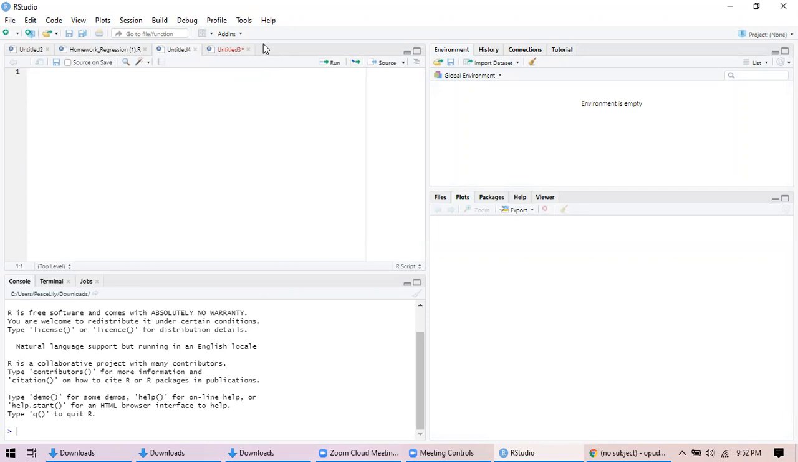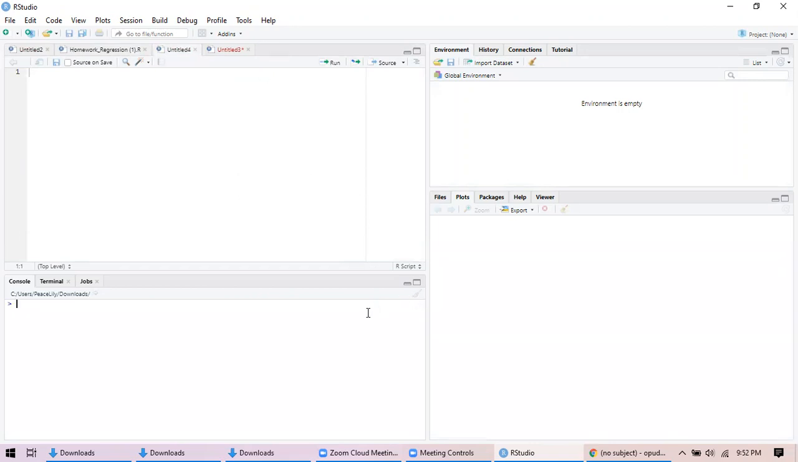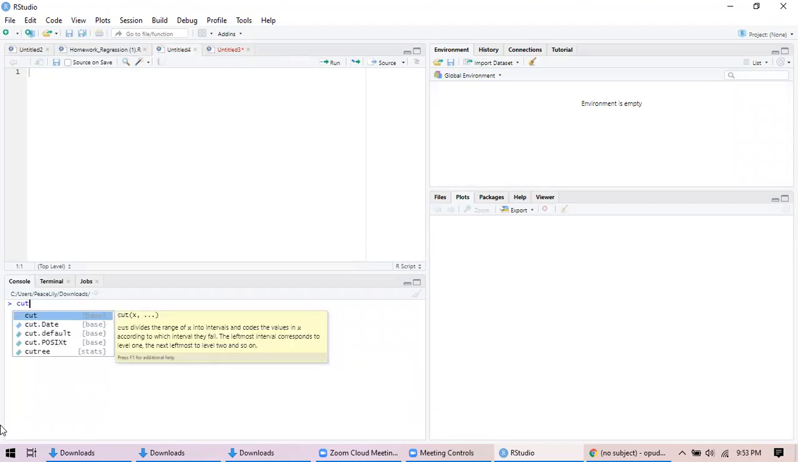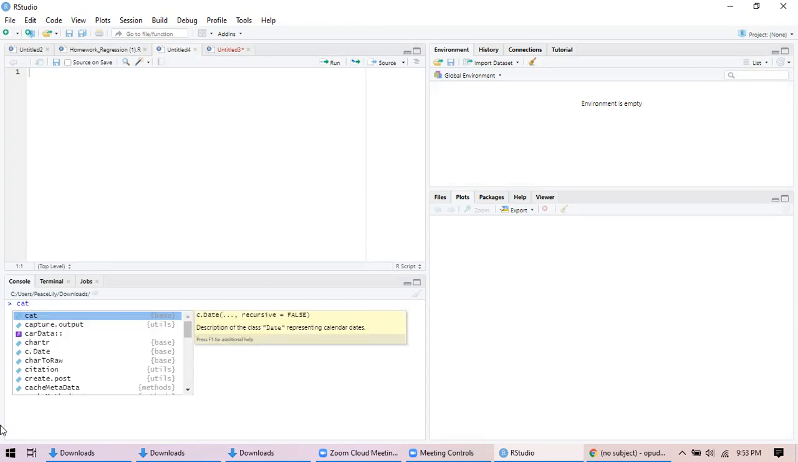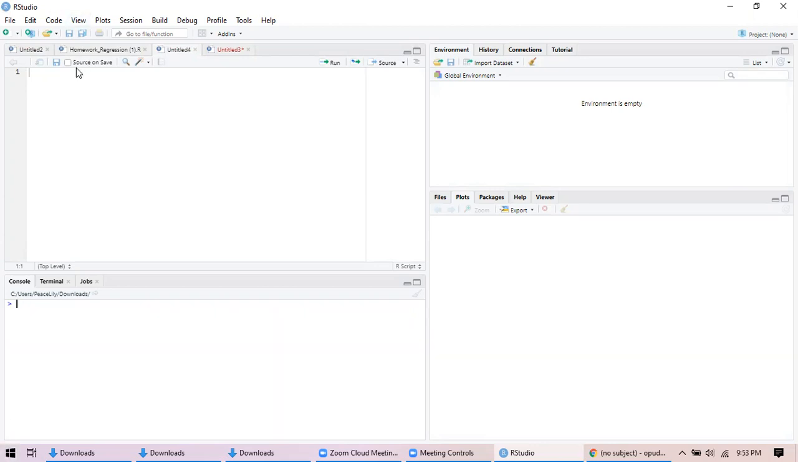The first thing you should always do is clear your console. How you do that, just remember this code. It's cat, CAT, and then parentheses. You always want to write your code in the script though. Okay, so I go to the script. Yeah. This is how I usually clear the console.